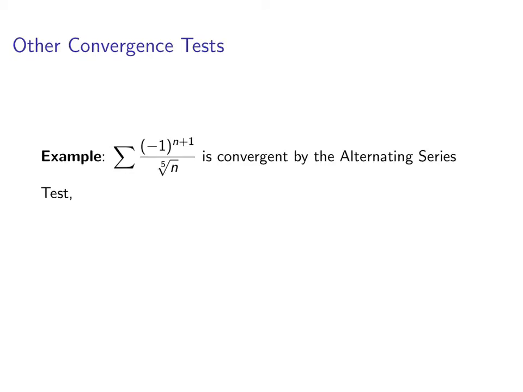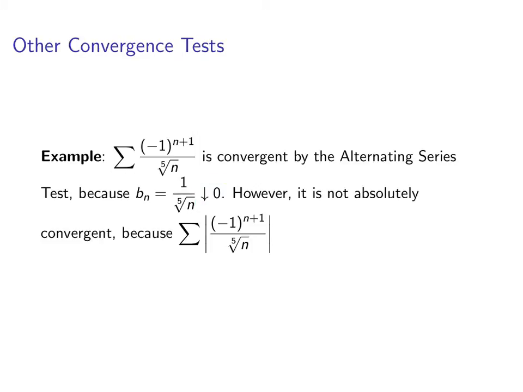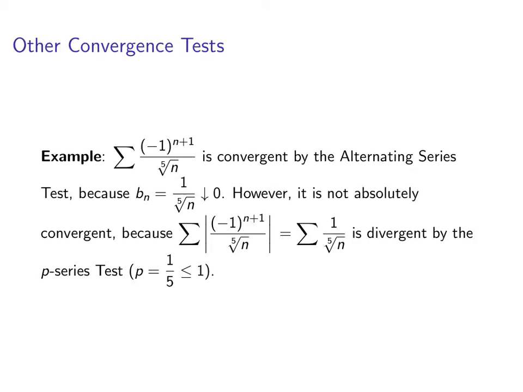Now this series is convergent by the alternating series test because the b sub n's, equal to 1 over the fifth root of n, decreases to 0. I'd like to start using this notation to mean two things: that the sequence is decreasing and is going to 0. But it's not absolutely convergent because if we put absolute values on them, we get a divergent p-series. P is 1/5, which is less than or equal to 1.